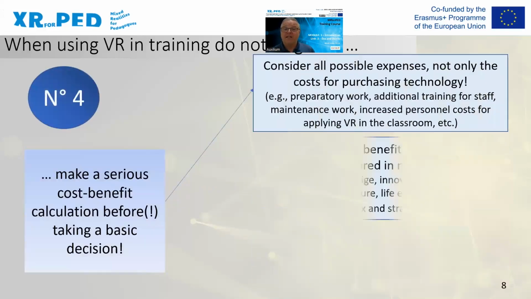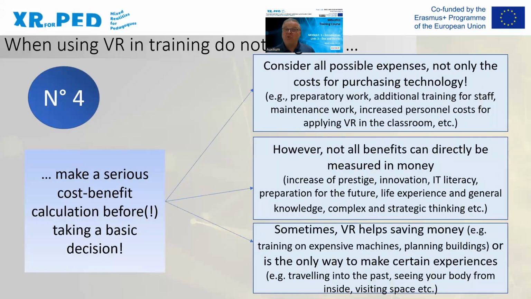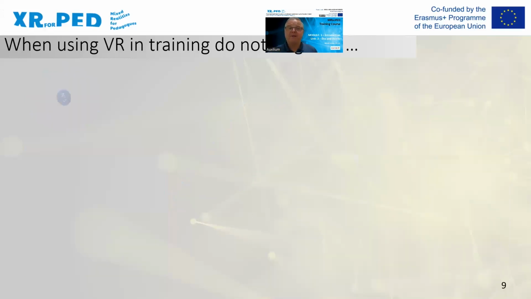The fourth issue is that you have to make a serious cost-benefit calculation before taking a basic decision. These are all investments, there are a lot of benefits, there is a lot of return on investment, no question, but you have to be aware of them. Especially if you work in management, you have to have a basic calculation: what is the money, the time, everything I invest, and what do I get back?